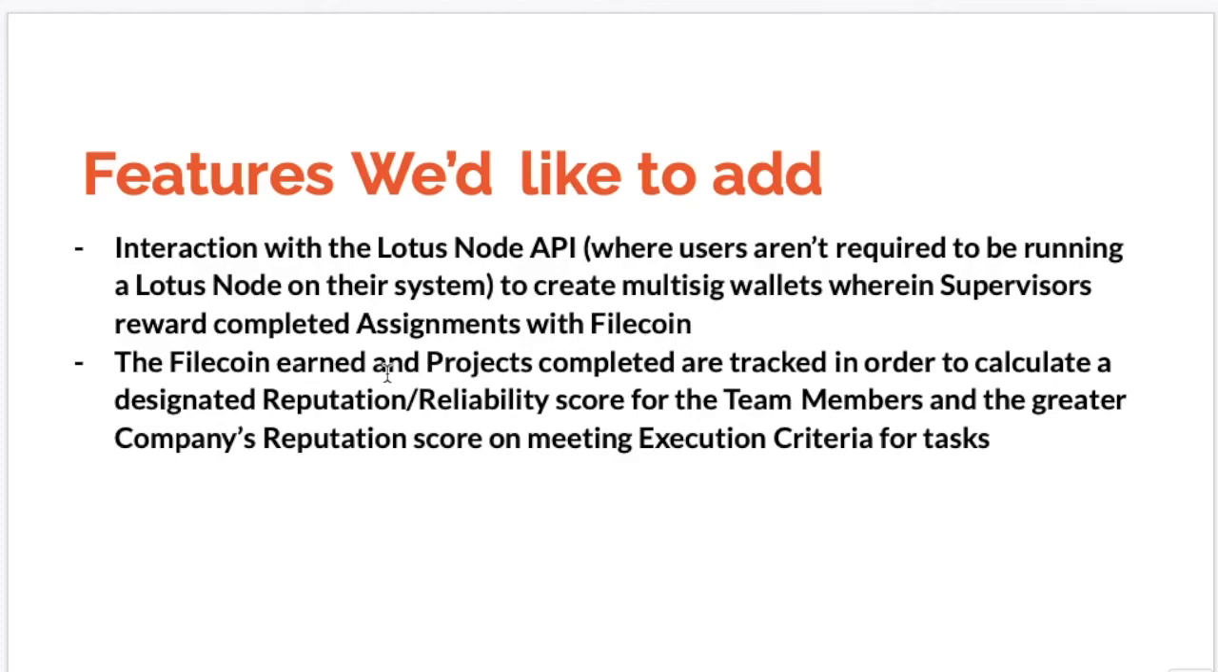And the Filecoin earned and projects completed are tracked in order to calculate a designated reputation or reliability score for the team members, as well as the greater company's reputation score on meeting execution criteria for tasks. That way, we'd be able to give the community information on members and greater companies' consistency and success rates. And this feature would also allow us to have the option of generating more team-focused projects versus just one-off tasks between a single user and a single supervisor.